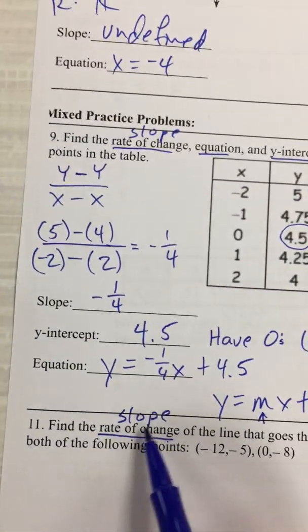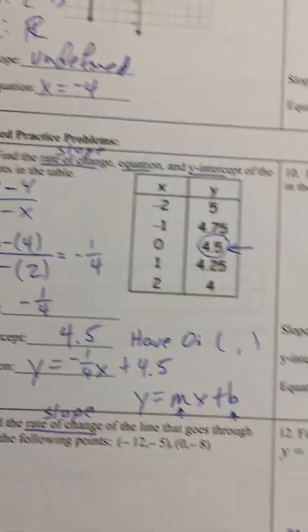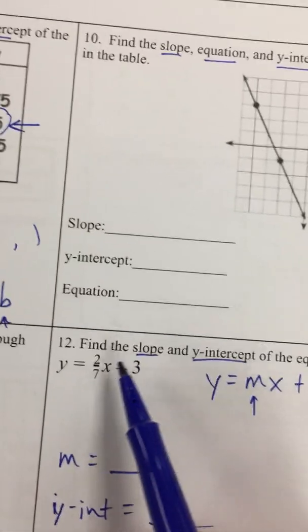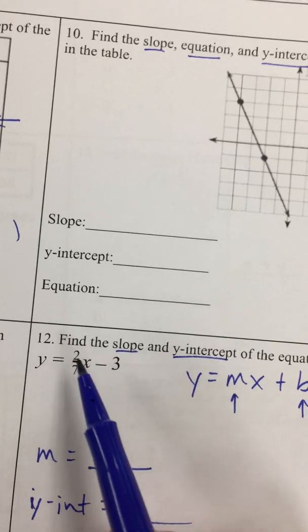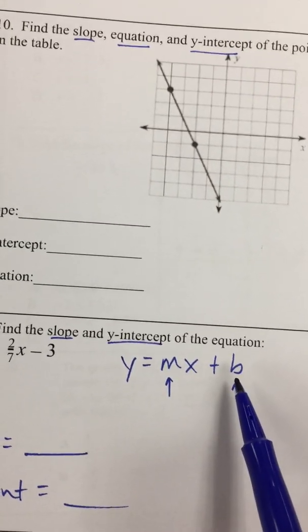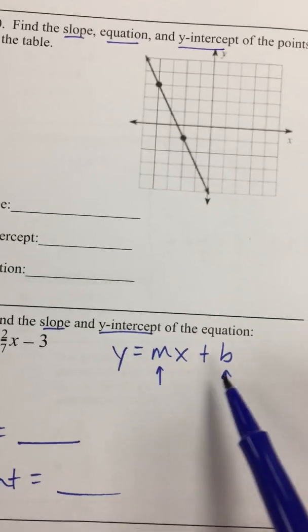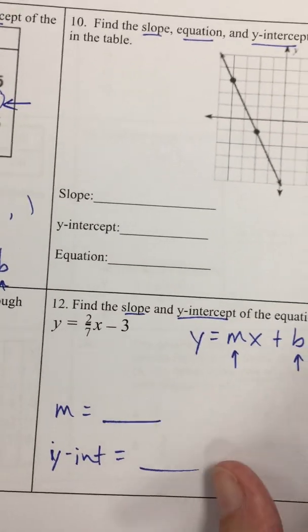Number 11, you're also looking for slope because they're asking you for rate of change. They give you 2 points. So again, y minus y over x minus x. Over here, this one they say find the slope and the y-intercept of the equation. Is this equation in y equals format? Yes. If it's in this format, can you pick out the slope and the y-intercept? Yes. The number in front of the x is your slope. The number on the end is your y-intercept. So you can pick those pieces out and just put them on your paper.